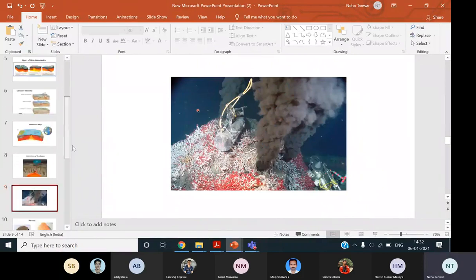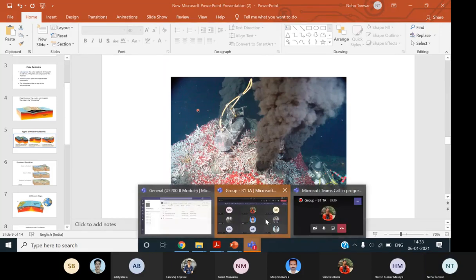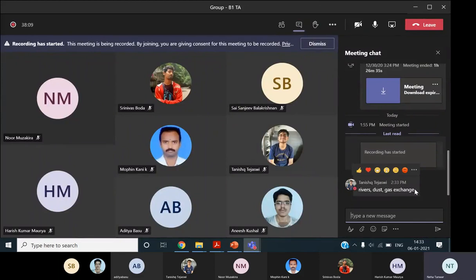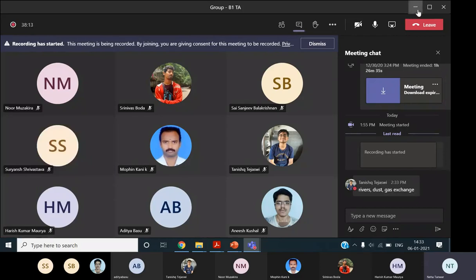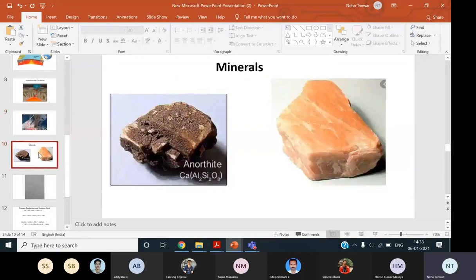Remember the slide where Sir had said what the inputs to the seawater are? Does someone remember from the previous lecture what the inputs to the seawater are? One of them we just discussed, right? Okay, river dust and gas exchange and hydrothermal circulation as well. So now we will move to the river part.